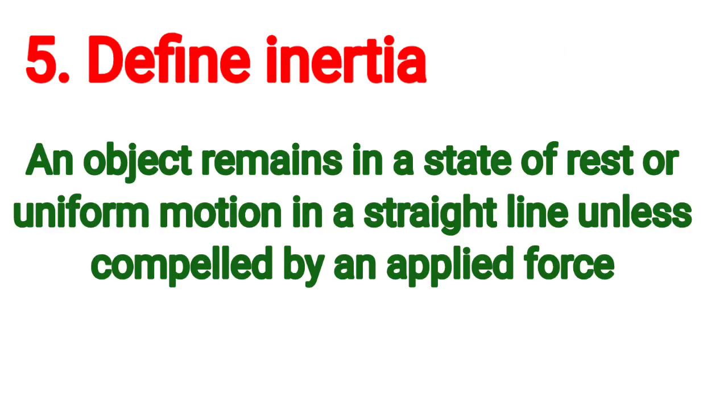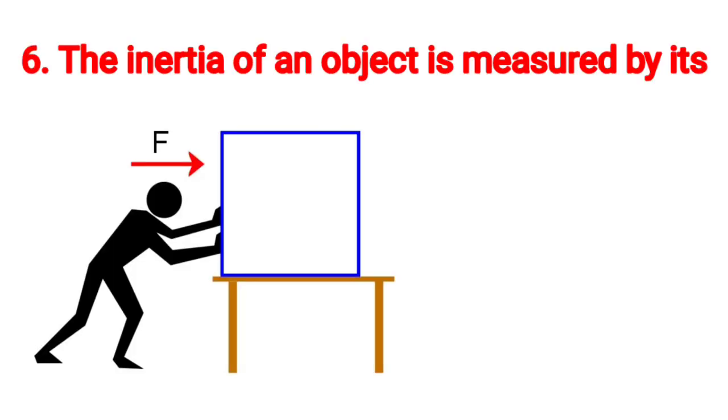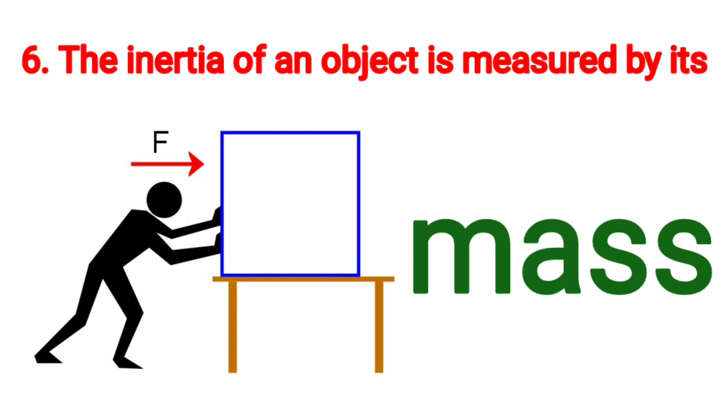Define inertia. An object remains in a state of rest or uniform motion in a straight line unless compelled by an applied force. This is called inertia. The inertia of an object is measured by its mass.